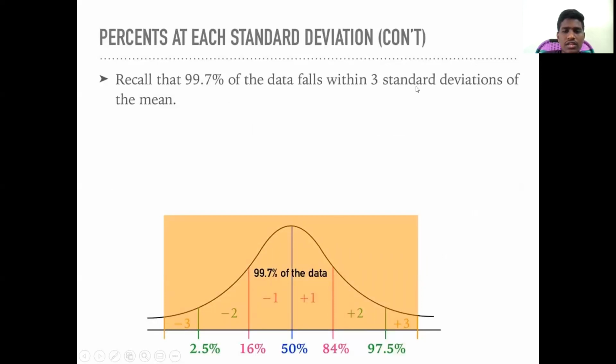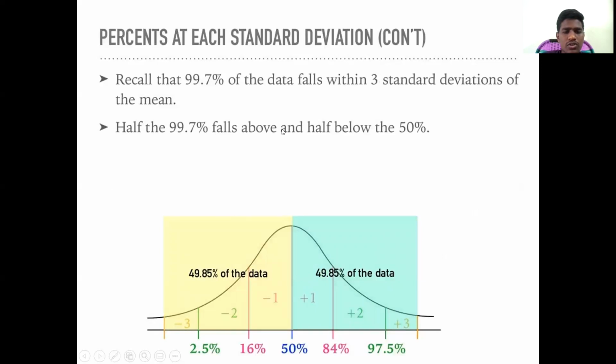Recall that 99.7% of the data falls within 3 standard deviations of the mean. Here -3 to +3 covers the maximum data. Half of the 99.7% falls above and half below the 50% line. 99.7 divided by 2 is 49.85%, so 49.85% of the data is covered in the left part of the median, and 49.85% in the right part of the median.